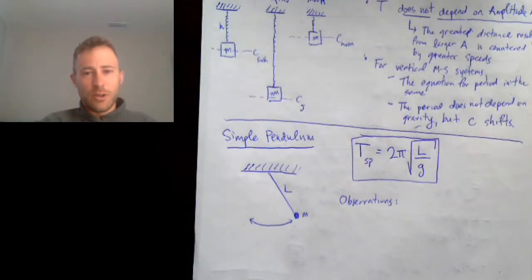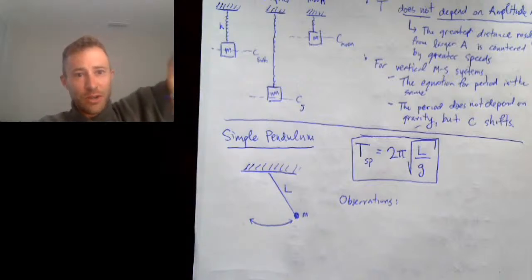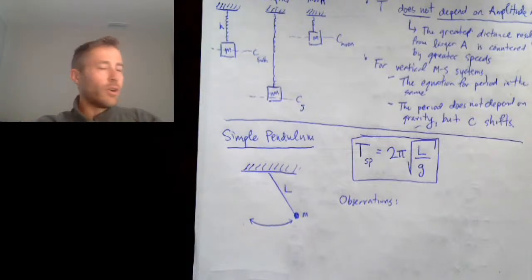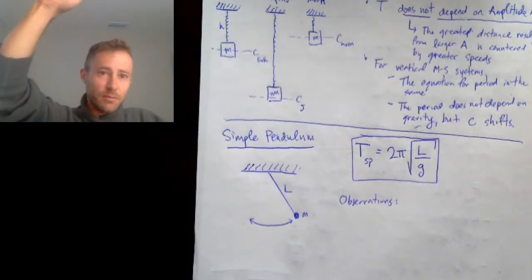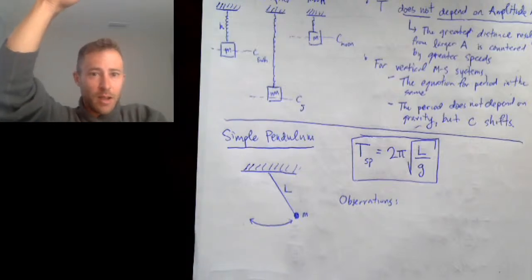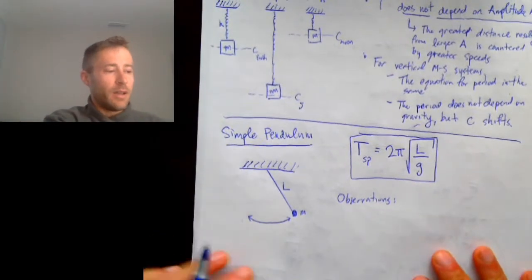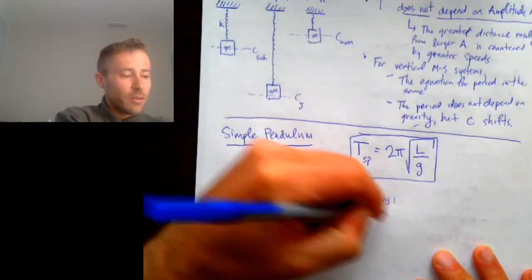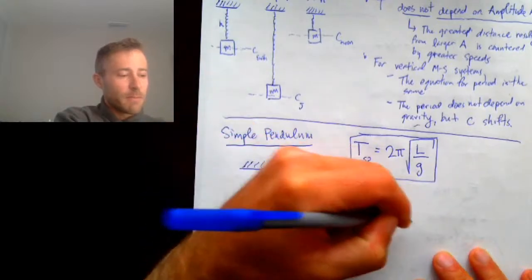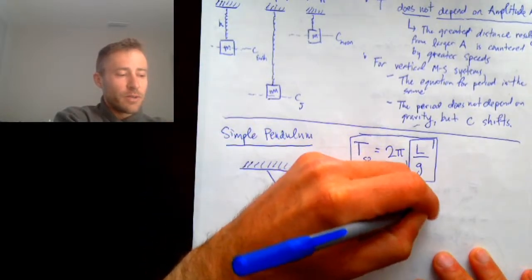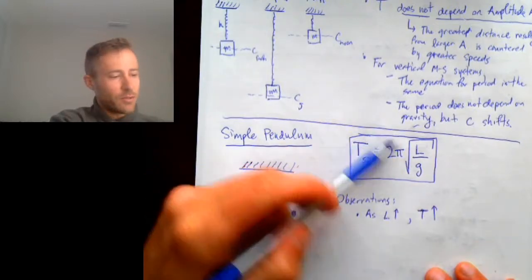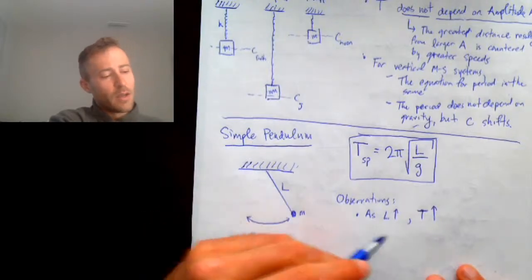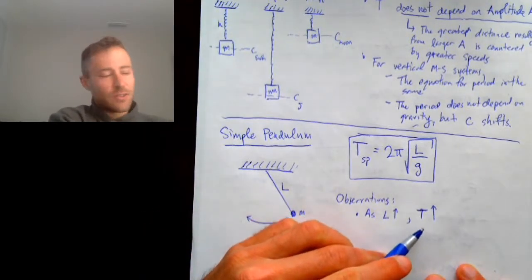And one of the things you'll notice is that it takes a really long time for that pendulum to go back and forth. So long pendulums take a long time to go back and forth, okay? And that's what this equation says. This equation says that as the length increases, the period increases. Why does this equation say that? It's because length is in the numerator of this fraction, okay? So this is as expected.